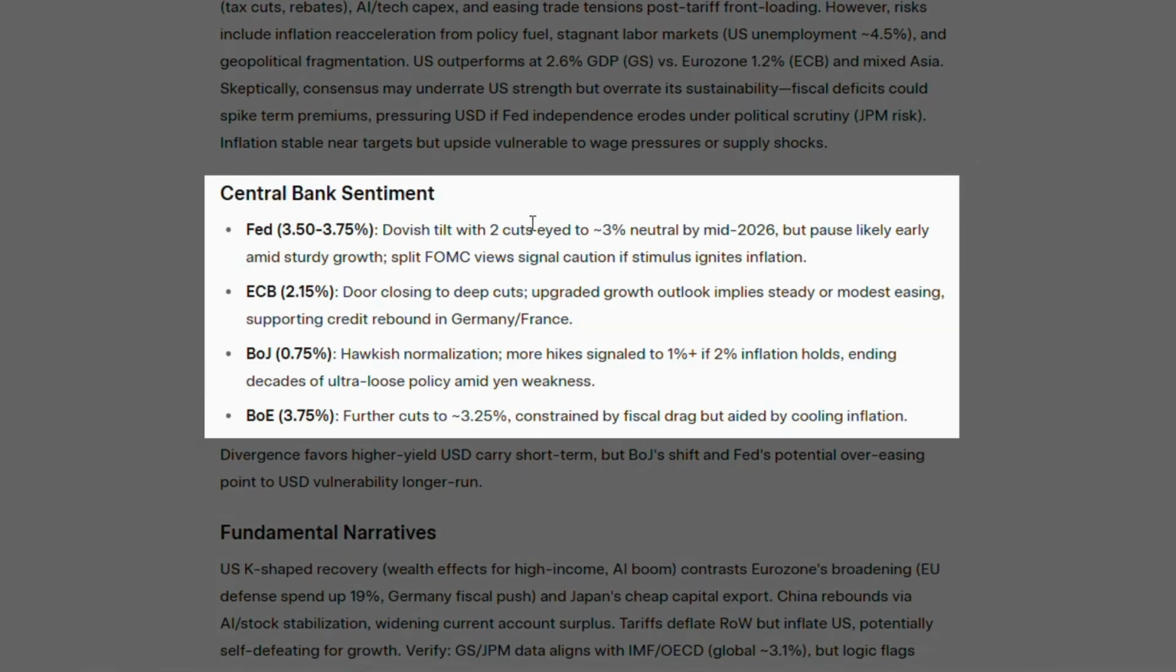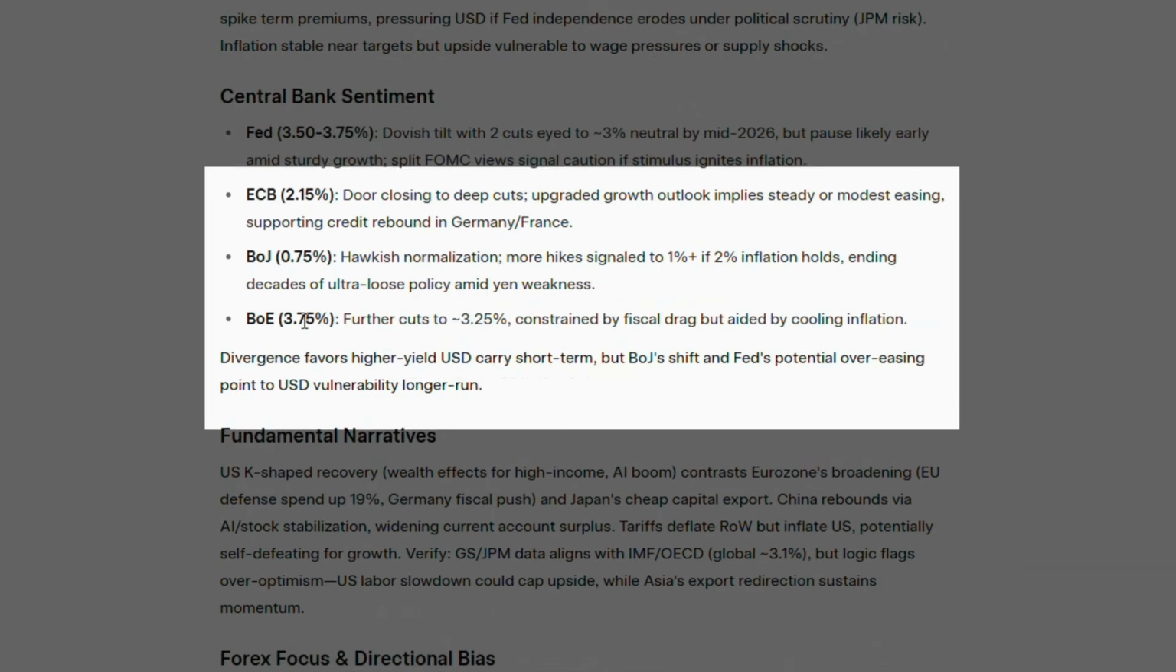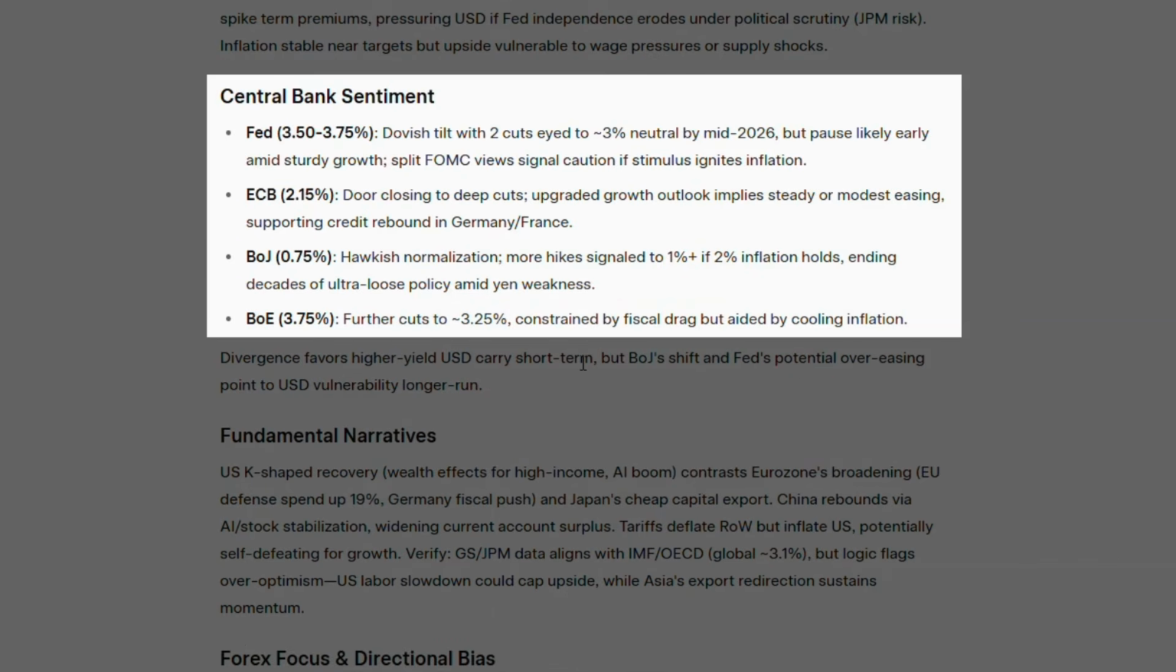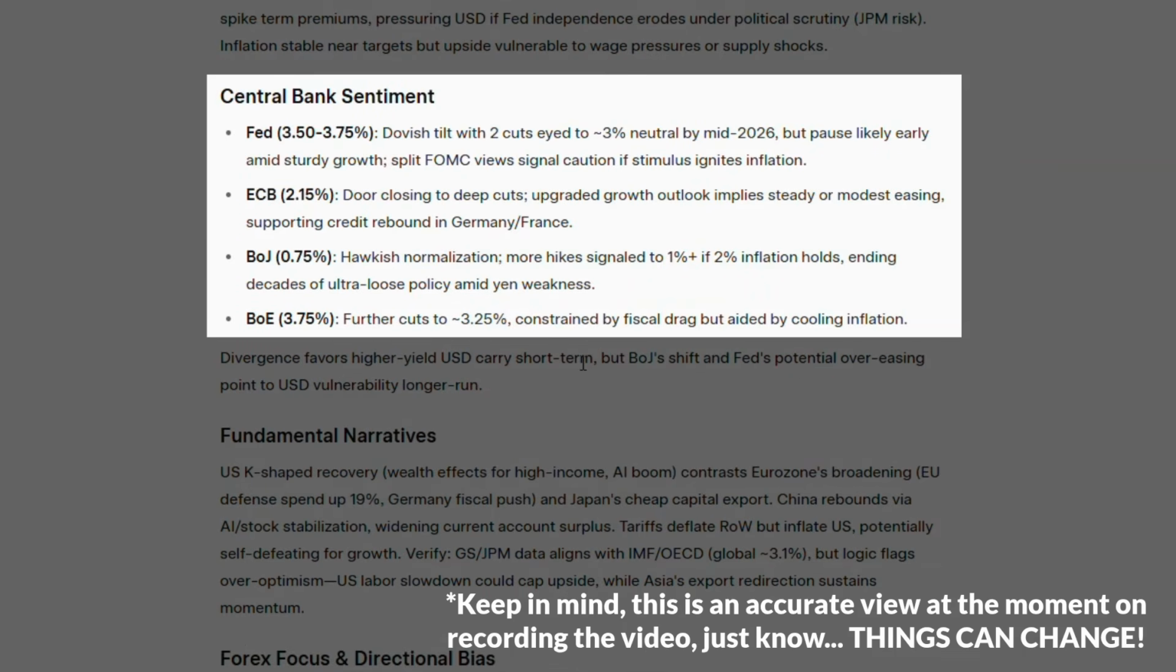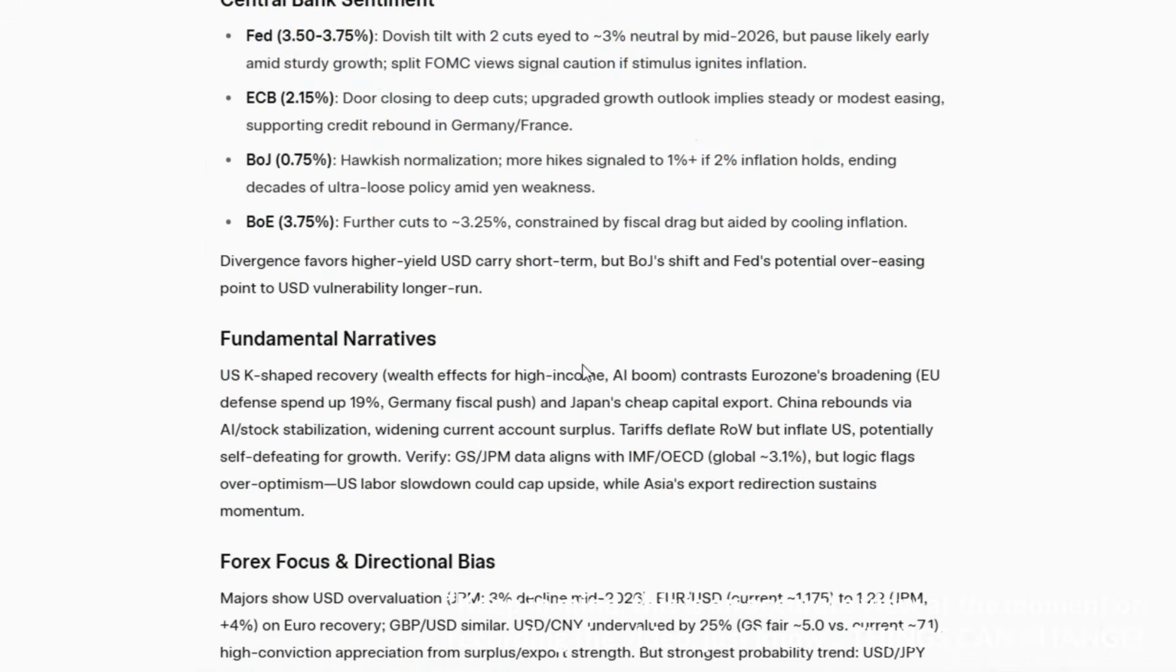So it goes on to explain central bank sentiment. Now the Fed is in a dovish mode, with two cuts taking rates to 3% by mid-2026. The ECB, though close to deeper cuts, isn't going to cut, we know that. Bank of Japan is slightly hawkish, they're hiking. Bank of England, further cuts. This is a pretty accurate assessment of how the central banks are moving.